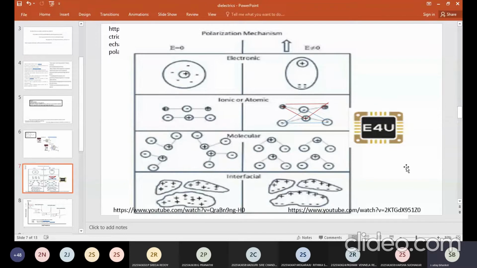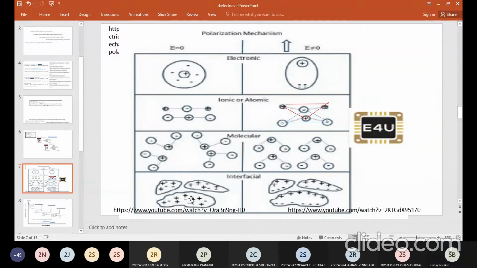Now the last one is called space charge polarization. But what you see over here is the word interfacial. Most of the time people may not understand the word. But inter means between, facial means faces, that means edges. Interfacial polarization means polarization occurring between the faces, or at the edges. But this is also called space charge polarization. Why? Because the charges distributed in this region are themselves moving from one position to another.